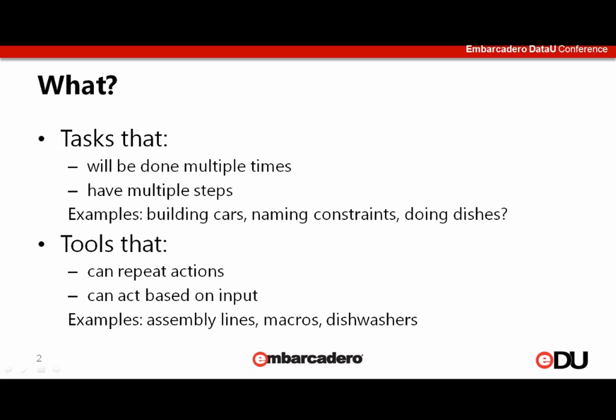Obviously some tools that map with the examples we had earlier are assembly lines for cars, macros for naming constraints in your data model might be helpful, and of course dishwashers are a great way to automate doing dishes. Unfortunately for me, my family doesn't have an automatic dishwasher in our home, so we're kind of out of luck there, but I do have ERStudio's macro editor, so I'm going to be using the constraint naming example later on in just a few minutes.